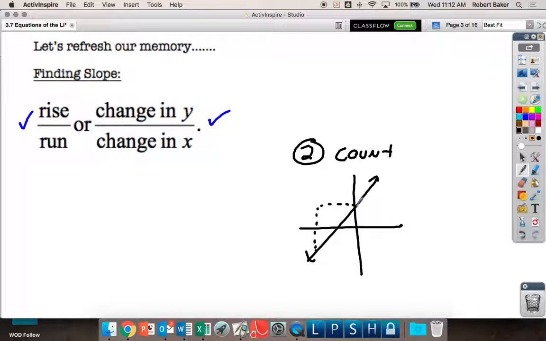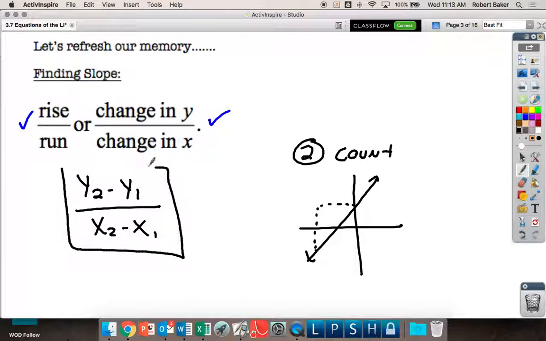Okay? In some scenarios in this class, you will not have a graph. So what is your other option? y2 minus y1 over x2 minus x1. The slope formula. It's not terrible. Do you have to do this every time? No, not necessarily. But that is your go-to way to find slope. Alright? So I need to have this in your mind somewhere.